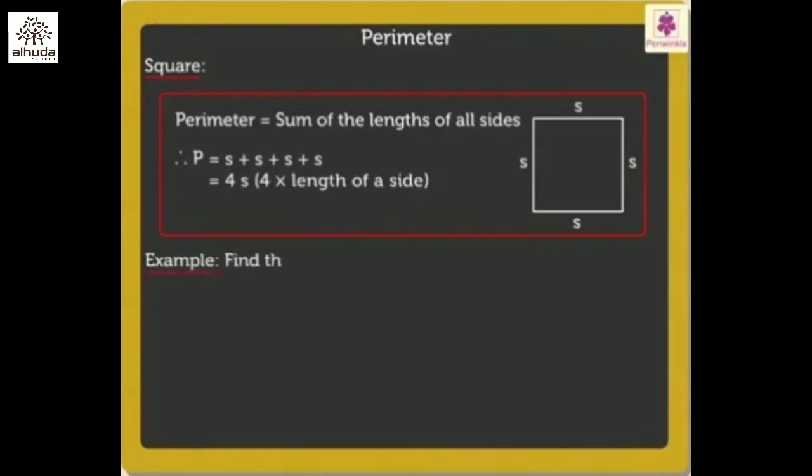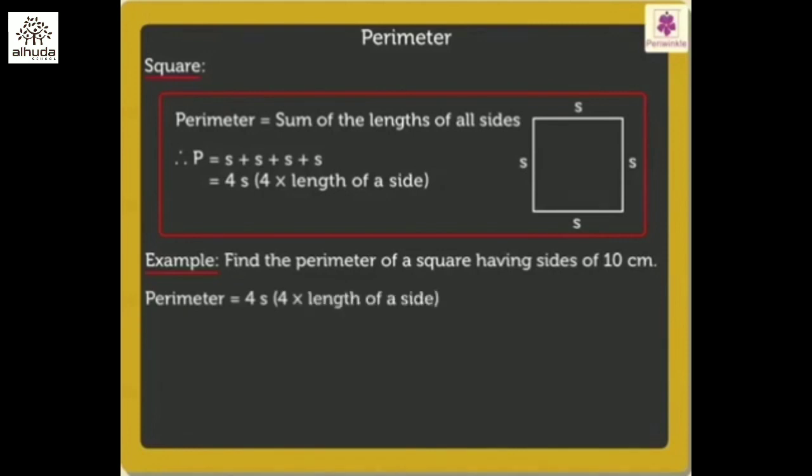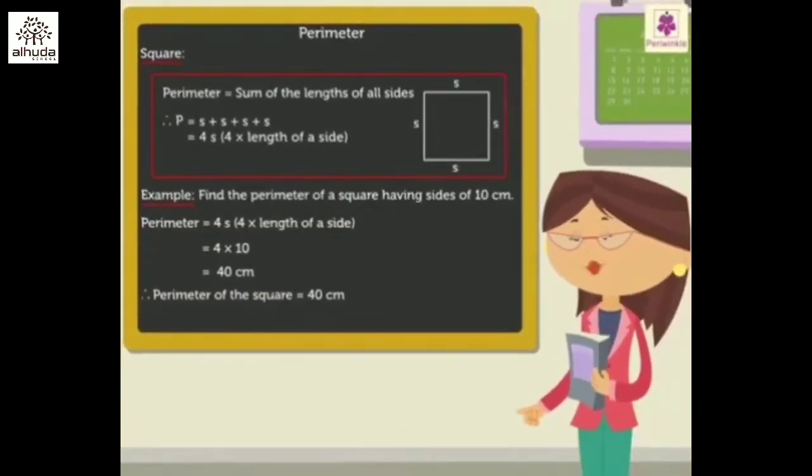Now, let's find the perimeter of a square having sides of 10 centimeters. Using the formula, perimeter of the square is equal to 4 into 10, which is equal to 40 centimeters. Thus, perimeter of the square is 40 centimeters. Wasn't it easy to find the perimeters of these polygons?